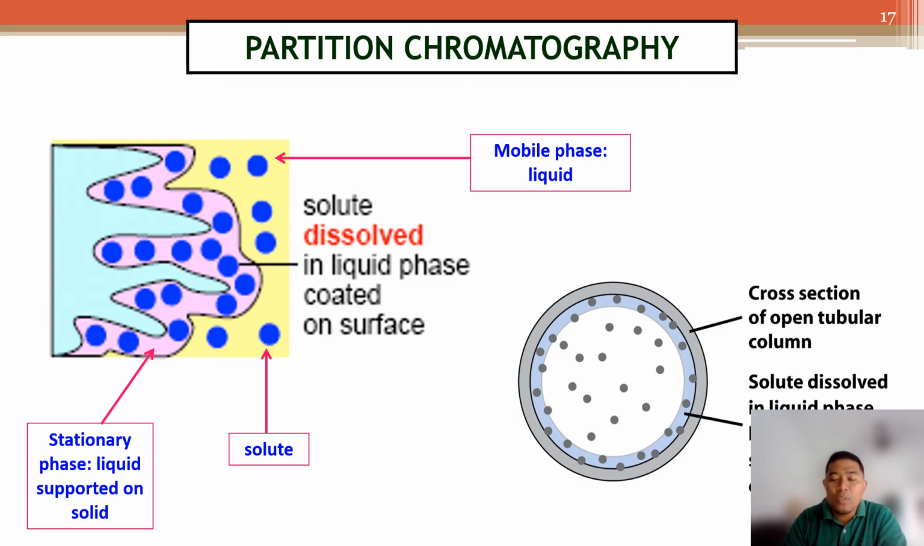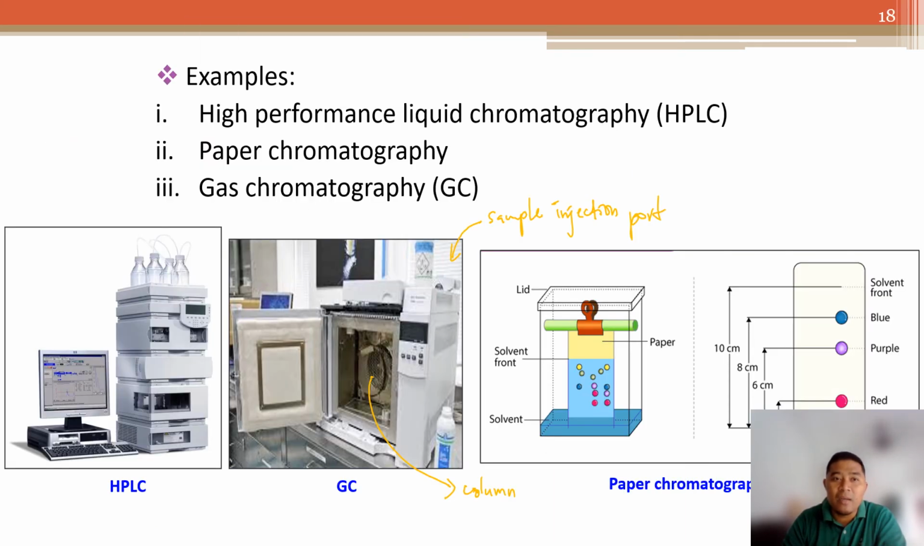Tapi dia dalam bentuk bulat ni lah, ni nampak bulat ni, ni adalah bentuk macam pipe, getah pipe tu, dia panjang sepanjang tu. Kalau ikutkan dia punya, this is a cross section of open tubular column. So kalau you google partition chromatography ni, biasa bagi peralatan HPLC dalam gambar rajah ni. Okay, example, we have the partition chromatography, high performance liquid chromatography, very expensive instrument and very high tech instrument. Paper chromatography, gas chromatography as example partition.